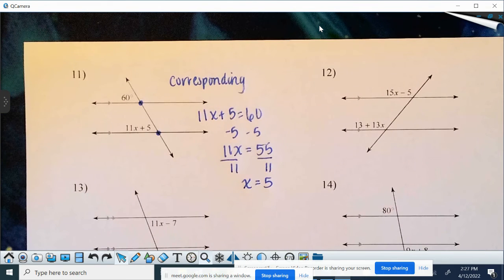And so that means we know 11 times 5 is 55, plus 5, which is indeed 60. So we did it right, because these questions are asking what x is. So that would be what you would want to check.